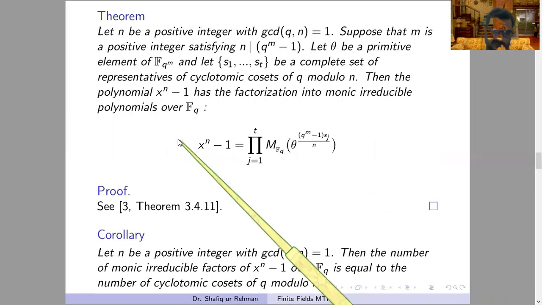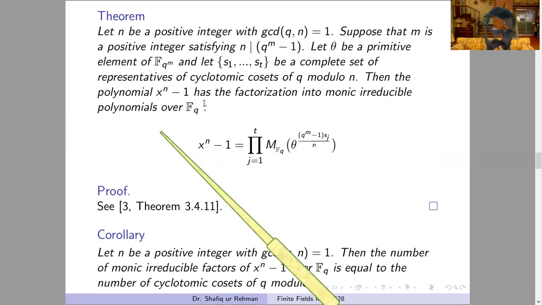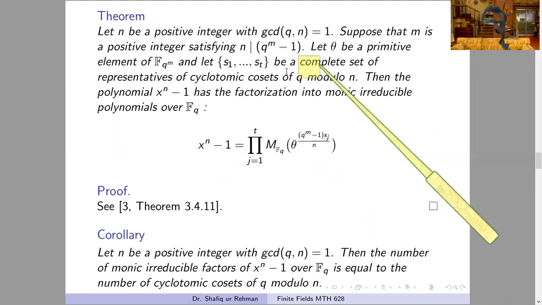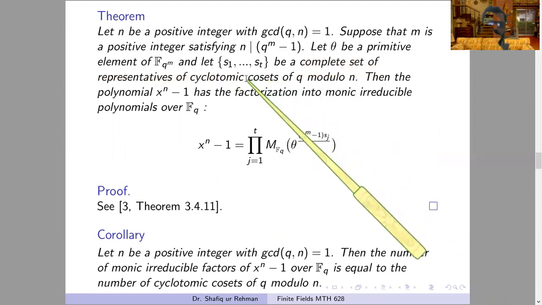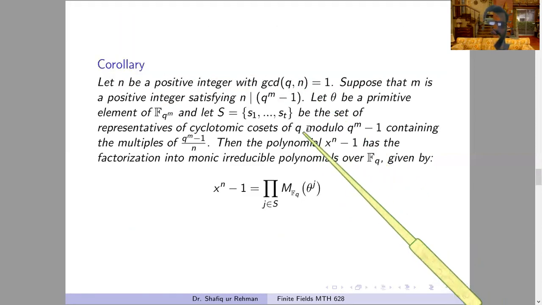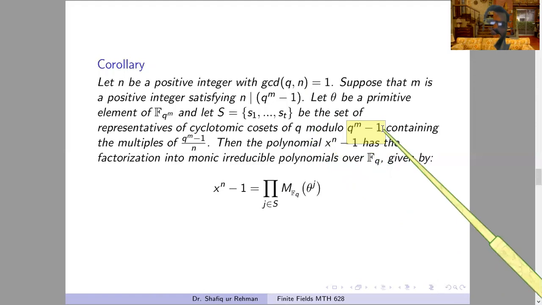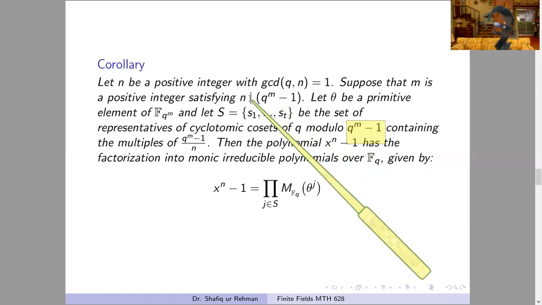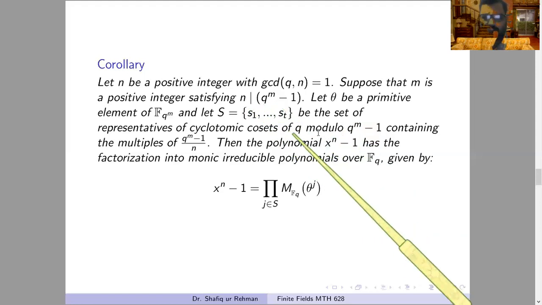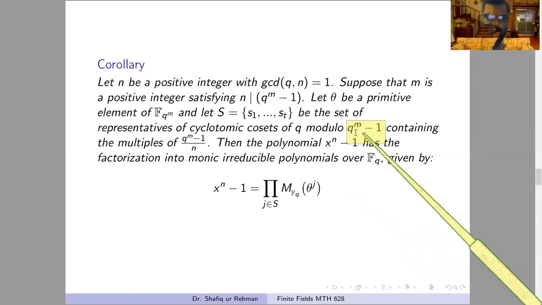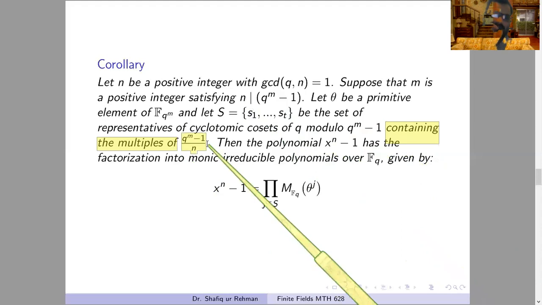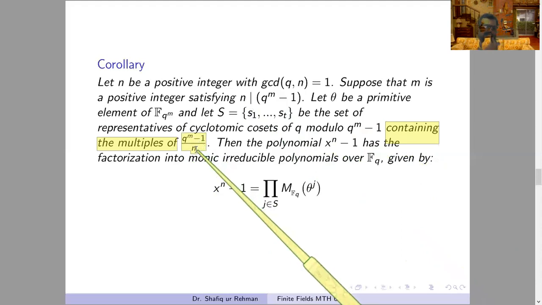What is the difference between this theorem and this corollary? In this theorem, we have taken a complete set of representatives of cosets of q modulo n, but here not modulo n. Here we take cosets of q modulo this number q^m minus 1. n is a divisor of this number; maybe they are equal, maybe they are not. But in this corollary, we take cosets modulo q^m minus 1, but not all the cosets. We take only those cosets which contain the multiples of this number (q^m minus 1) over n.